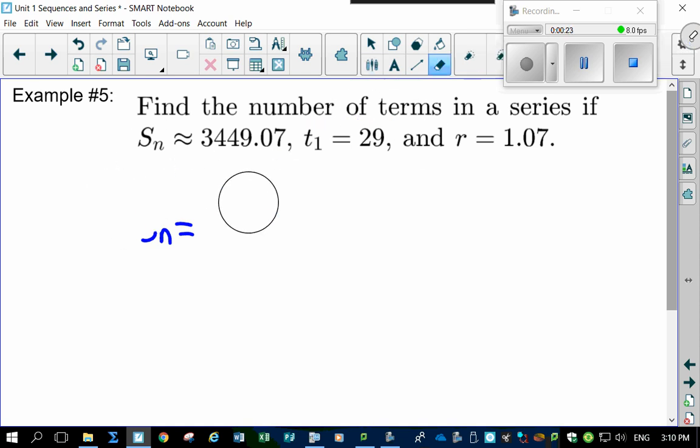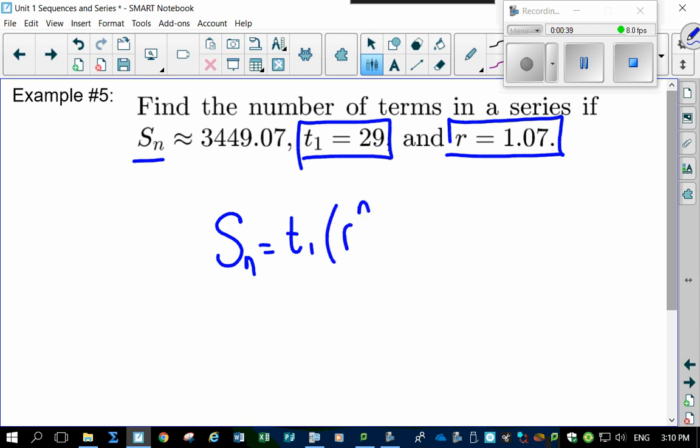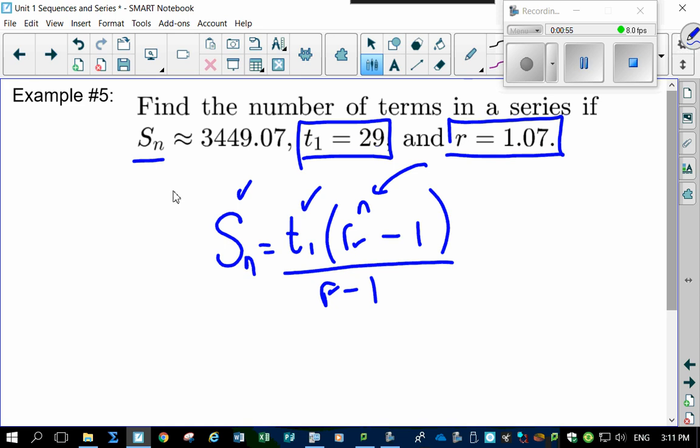Okay, so let's see what this is all about. First off, you've got Sn. You've got T1. That's fine. You've got the ratio, which is here. Think of the formula that says Sn = T1 (R^n - 1) / (R - 1). Think of this formula because that's really quite interesting to see. Look what you've got. You've got this guy, this guy, and you've got the R. The only thing you need is n, so this is obviously the right formula to use.